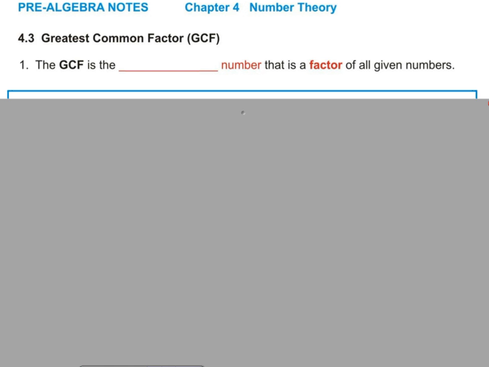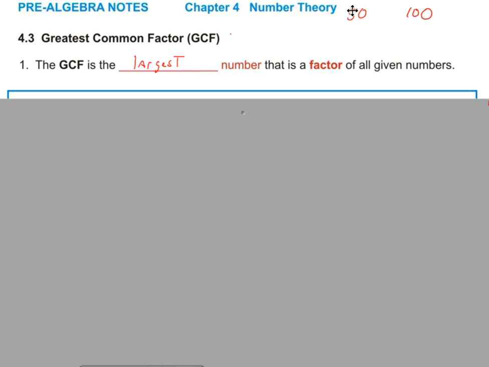Well, let me try to give you an idea of what the GCF is. So the only space I have is up here. I'm going to write the number 50 and the number 100. When you talk about a GCF, you're talking about two or more numbers. So we'll go ahead and fill in number 1. The GCF is the largest.